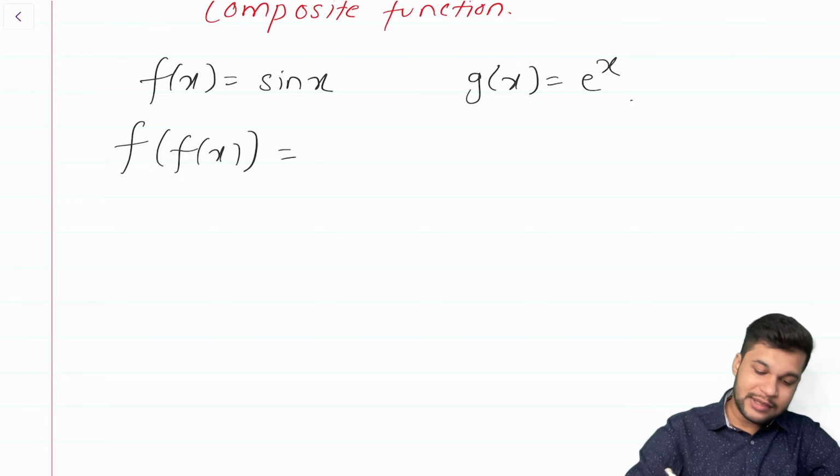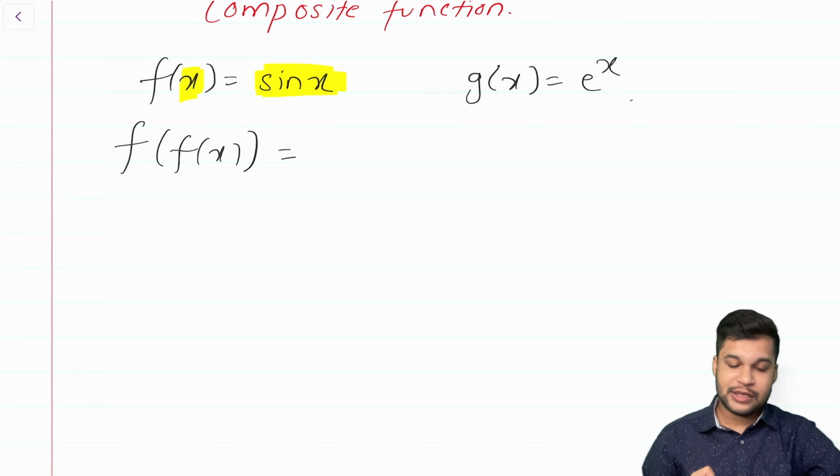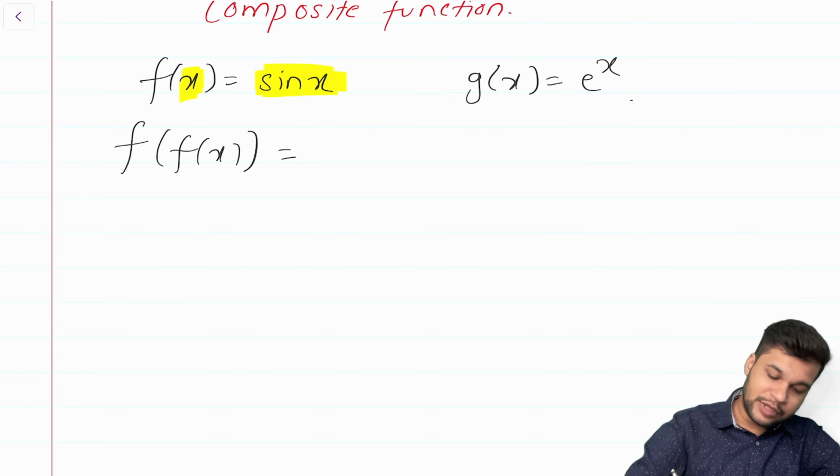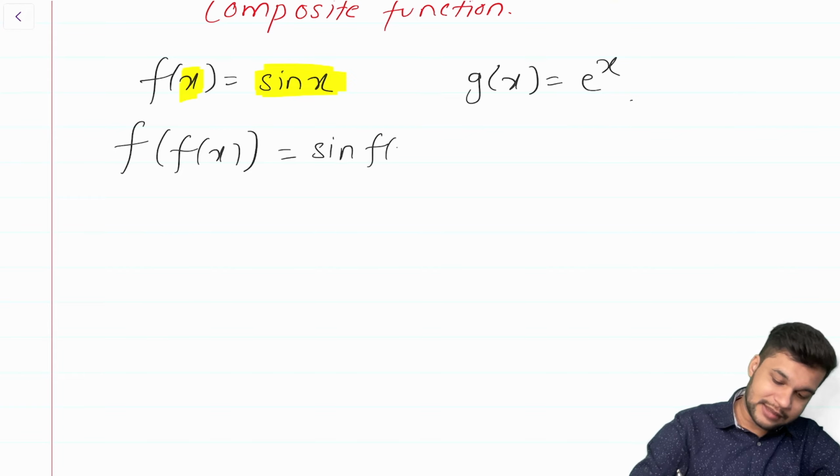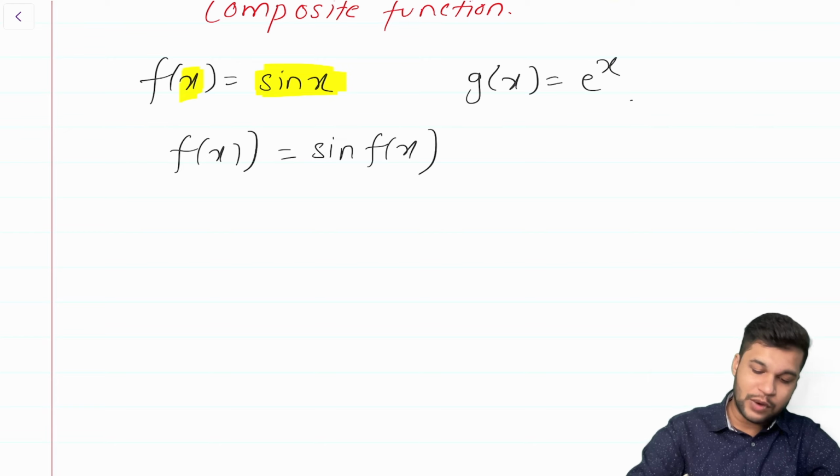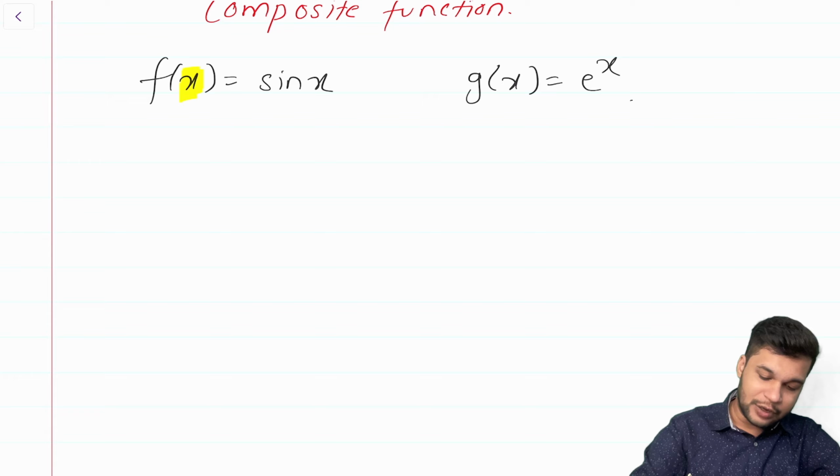So guys, f(x) is sin x. Instead of x, you have to substitute f(x). In place of x, you have to substitute f(x). So this becomes sin of f(x). What did I do? I'll do it again.